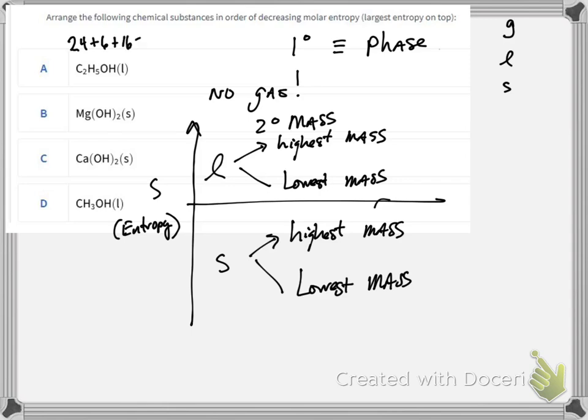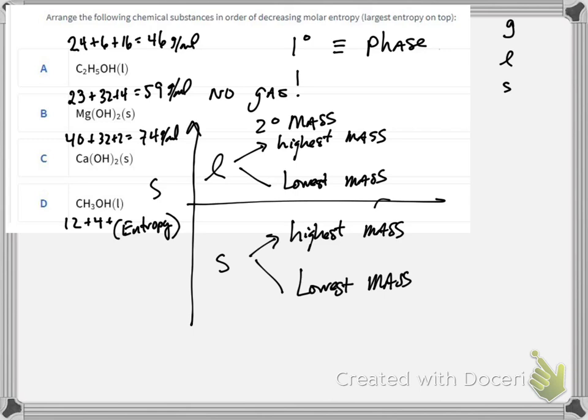So we do that for C2H5OH ethanol, and we get 46 grams per mole. Magnesium hydroxide, keep in mind you got to distribute the 2, 59 grams per mole. Calcium hydroxide, 74 grams per mole. And then methanol is 32 grams per mole. Oops, sorry, I wrote over it, but we'll see it soon.